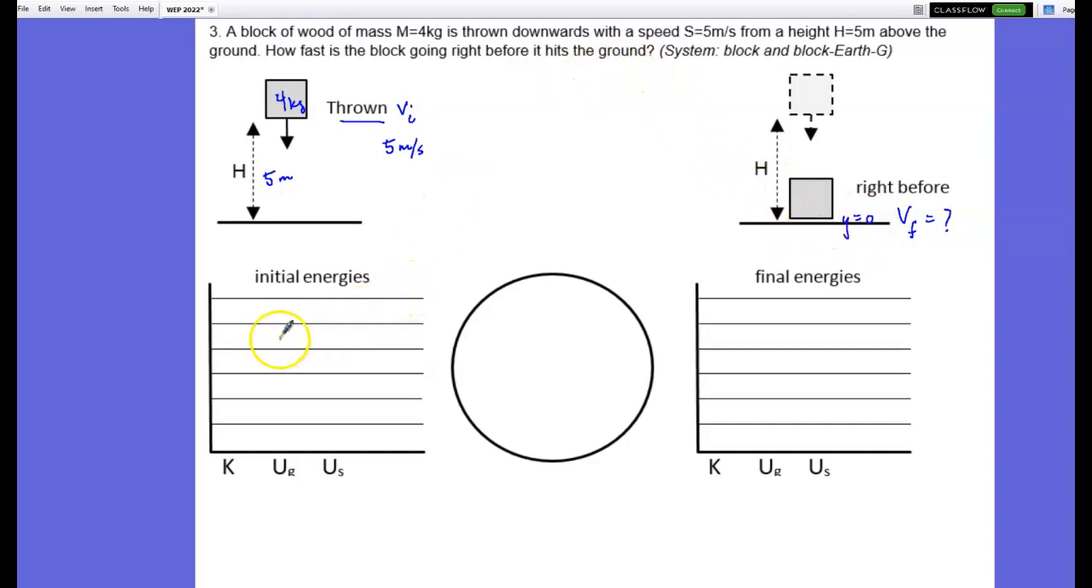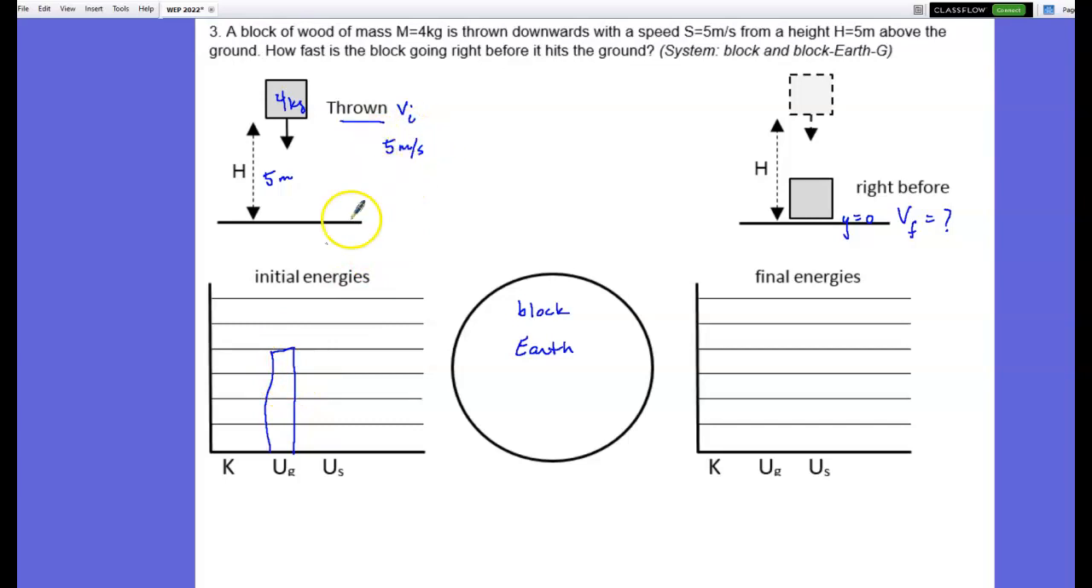Okay, so we're going to go through this again. What kind of energy does it have? Well, let's make our system, sorry. So we have a block, and we know now that if we're going to have gravitational potential energy, then we need to have the Earth as part of our system. So we've got gravitational potential energy, 4 blocks of gravitational potential energy. Okay, what else is going on?